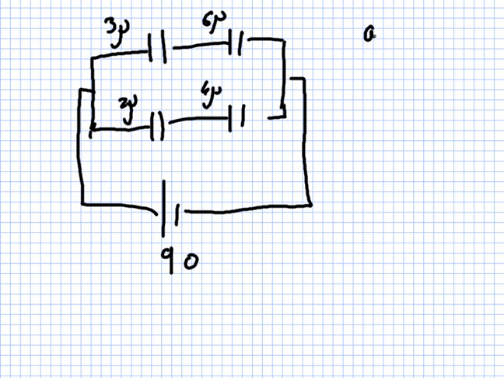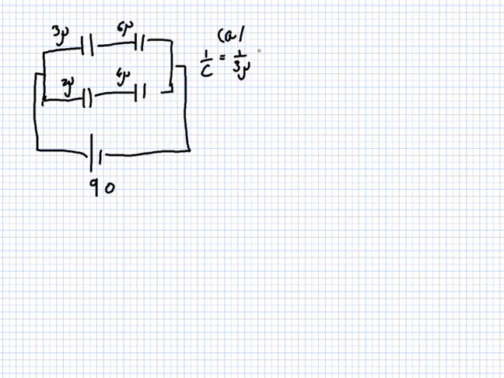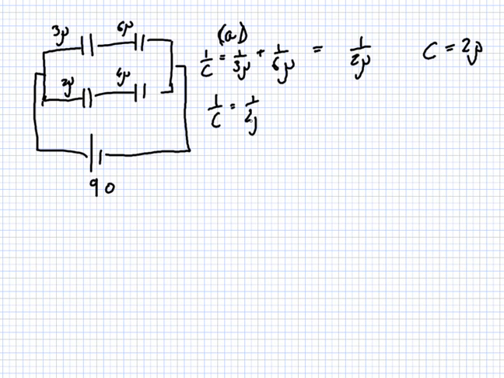Okay, so first one is the total. We have to add these together first, the top ones, and then these together. So 1 over C equals 1 over 3 micro plus 1 over 6 micro. That is a half, 1 over 2. So C at the top is 2 micro, and at the bottom 1 over C equals 1 over 2 micro plus 1 over 4 micro, which is 3 over 4 micro. So the C at the bottom is 4 over 3 micro.